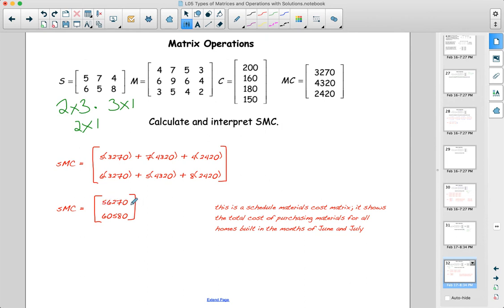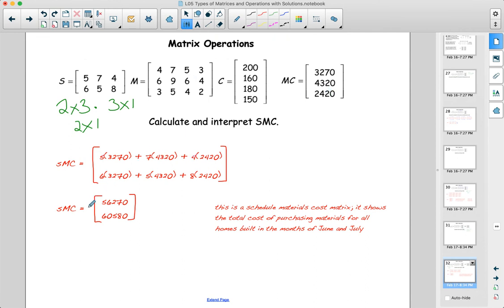So where are we here? We are in position 1, 1. So we should be multiplying row 1 by column 1 in order to get this number. So notice we did 5 times 3270 plus 7 times 4320 plus 4 times 2420. This position here is 2, 1. So we should be multiplying row 2 by column 1. So row 2 by column 1. Notice we have 6 times 3270 plus 5 times 4320 plus 8 times 2430.